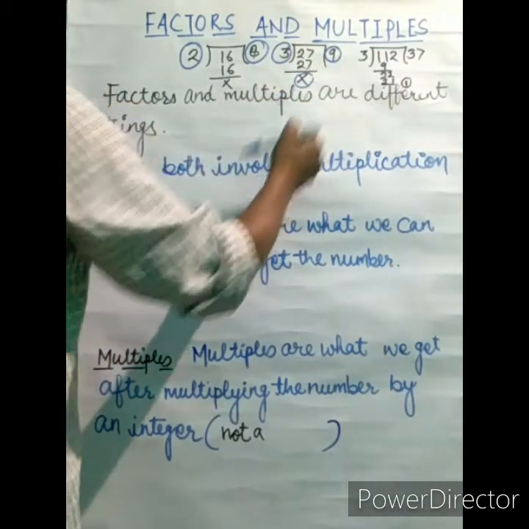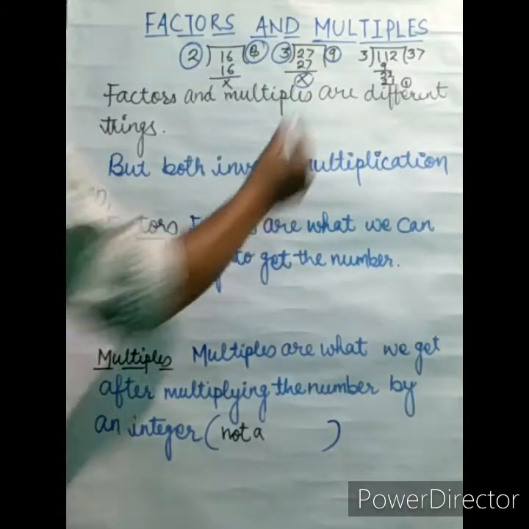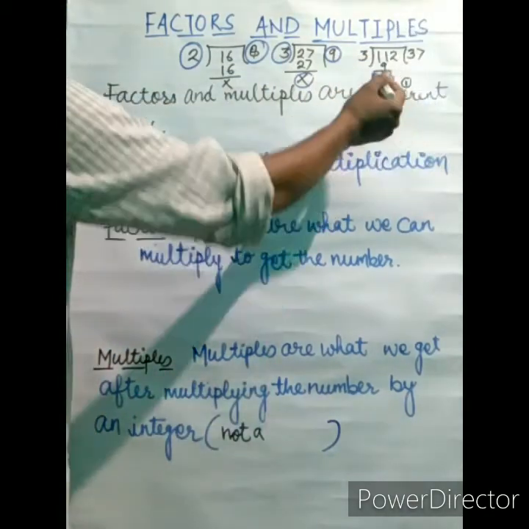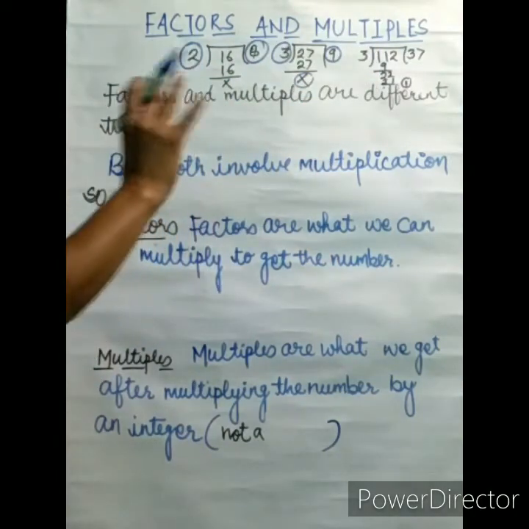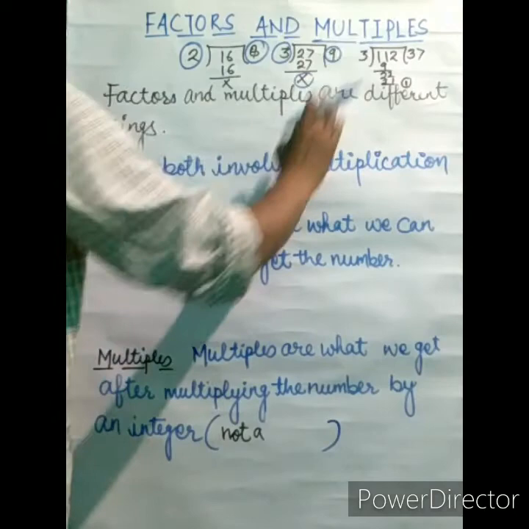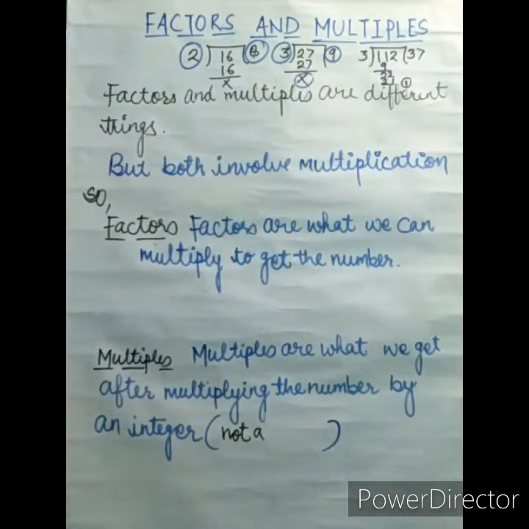Here 3 divides 112, but 112 is not divisible by 37. So 3 and 37 both are not factors of 112. What is the main condition? After dividing any number by a given number, the remainder should come to 0. So in another way, let's see how to explain it.